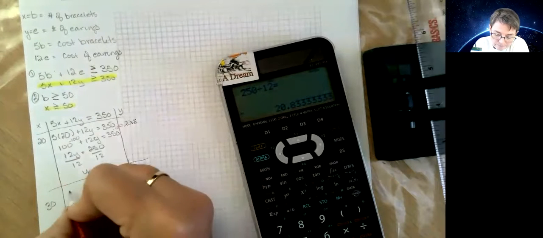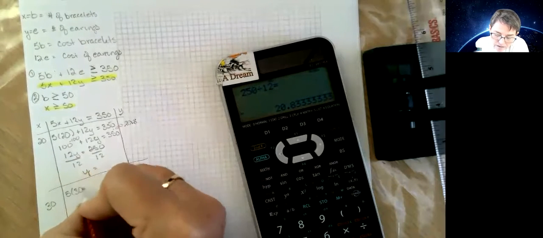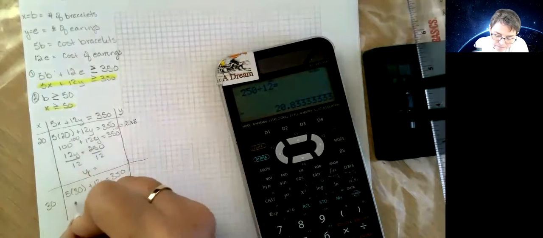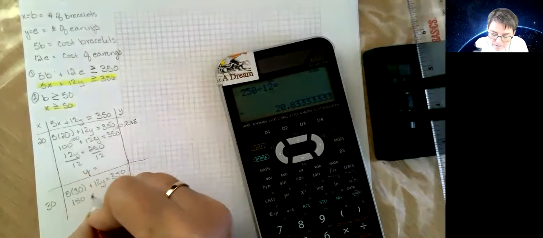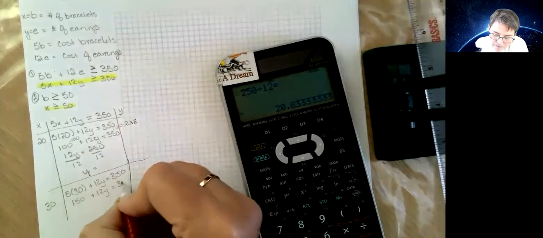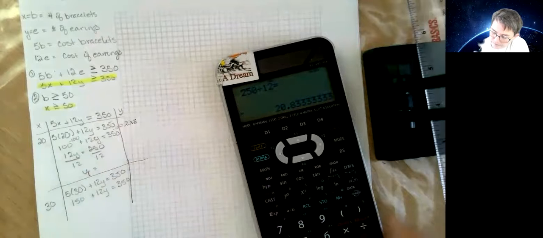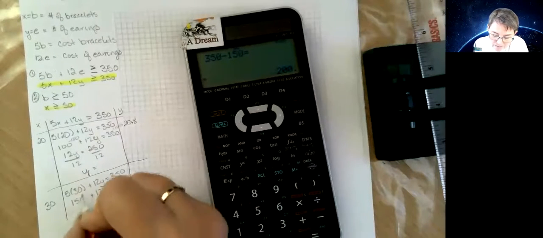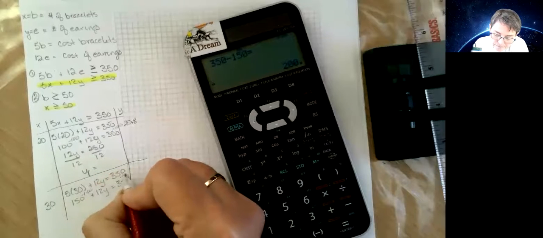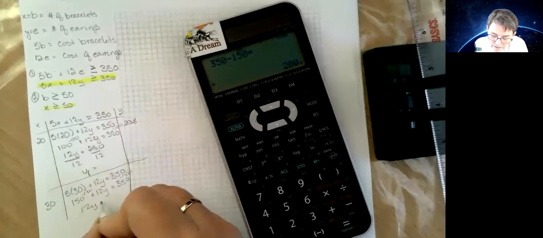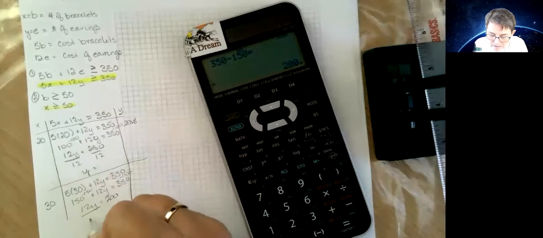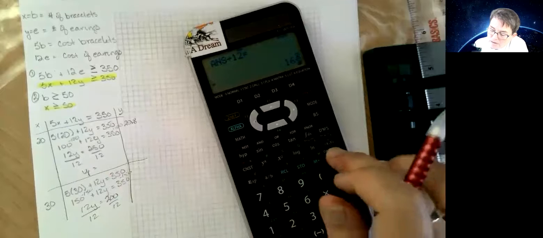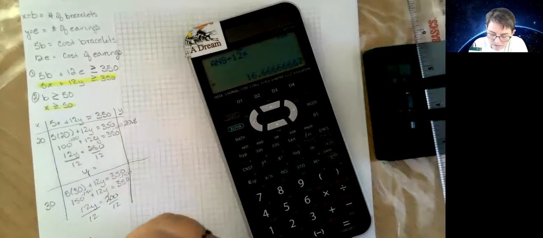Let's do 30. 5 times 30 plus 12y is 350. 150 plus 12y is 350, so 200. So 12y is equal to 200, divided by 12, divided by 12. 16 2/3, or 16.7.